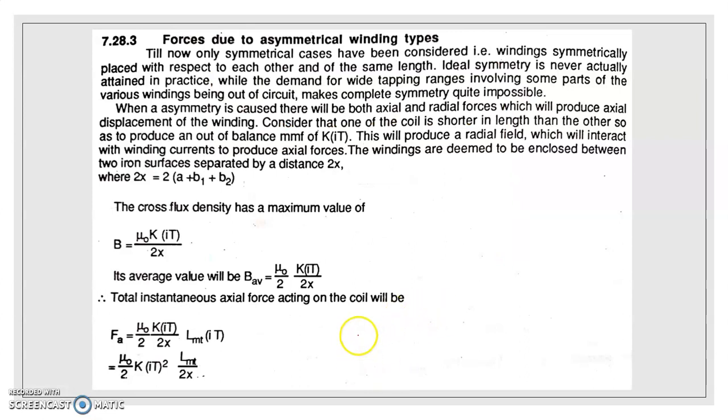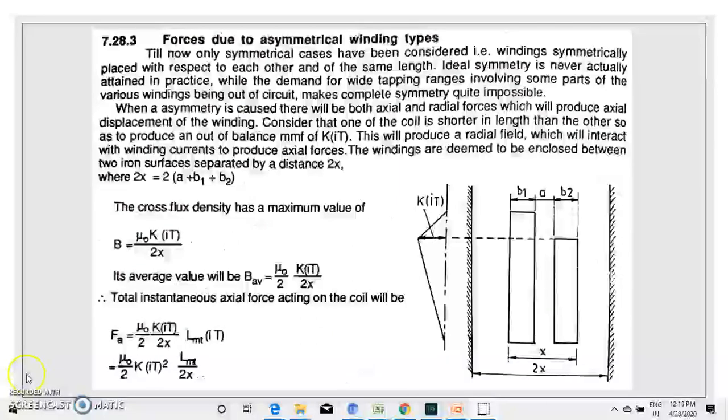Now, forces due to asymmetry in winding types. Till now we've seen the cases of radial force and axial force, both symmetrical. For unsymmetrical cases, there may be tappings in the transformer. Because of the tapping ranges, some parts of the various windings are out of the circuit, so it becomes asymmetric, which may have an effect on the forces. When asymmetry is caused, there will be both axial and radial forces.